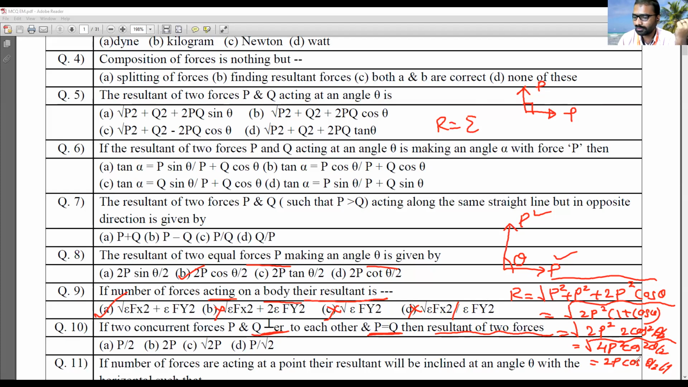How much? Option B. Option D, sir. Here 2p cos theta by 2. Check it. 2p cos theta by 2.